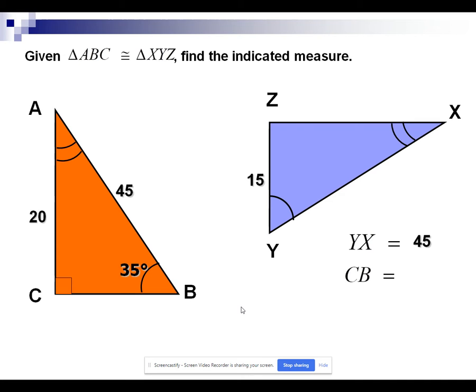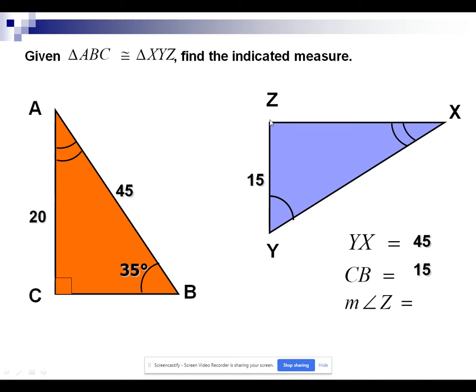So if we look, okay, what about side CB? So CB goes from the right angle, the 90-degree angle, to the angle with one mark. So then if you look over here, 90-degree angle, angle of one mark, this side's 15. So this side must also be 15. And you just go through and find all of the matches. All right, what would angle Z equal?